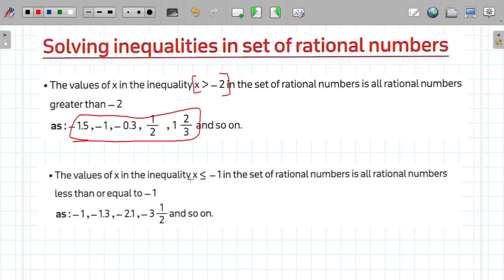All of these rational numbers are solutions for the inequality x more than -2, okay? Here, the second one, I have x less than or equal to -1. In the set of rational numbers, a lot of numbers can be a solution for the inequality. So I have -1, and I'm starting with -1 because I have the equal sign here, okay? So I have -1.3, -2.1, -3, and 1/2. All of these numbers can be solutions for the inequality x less than or equal to -1, okay?